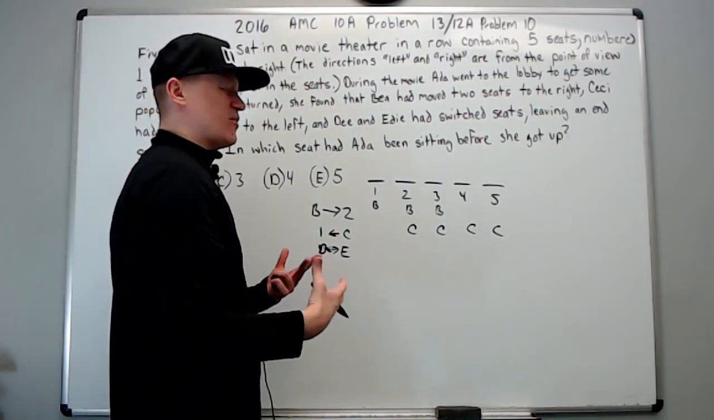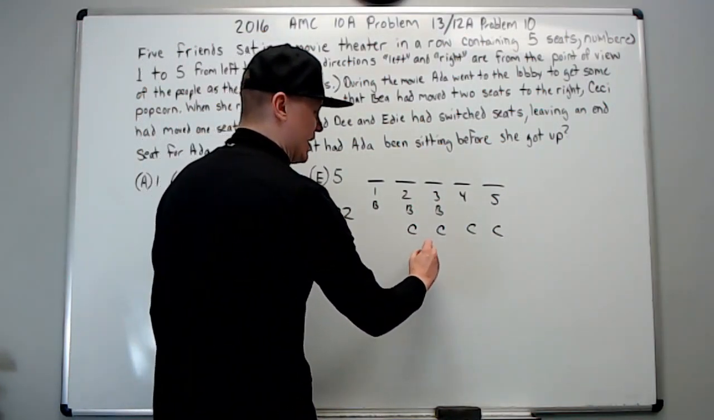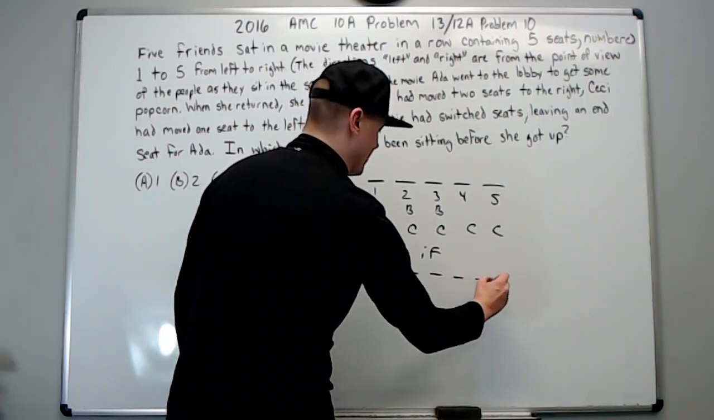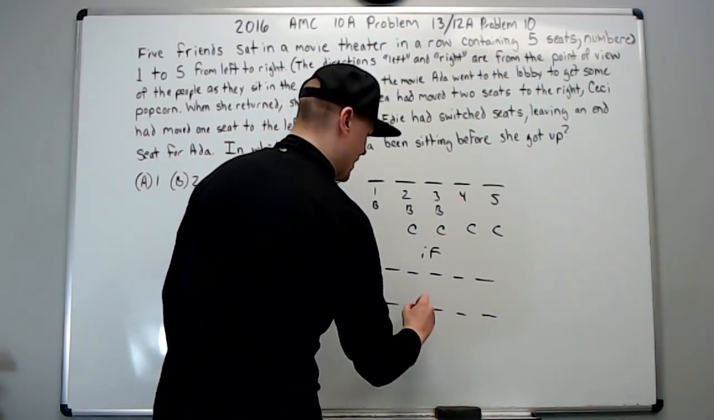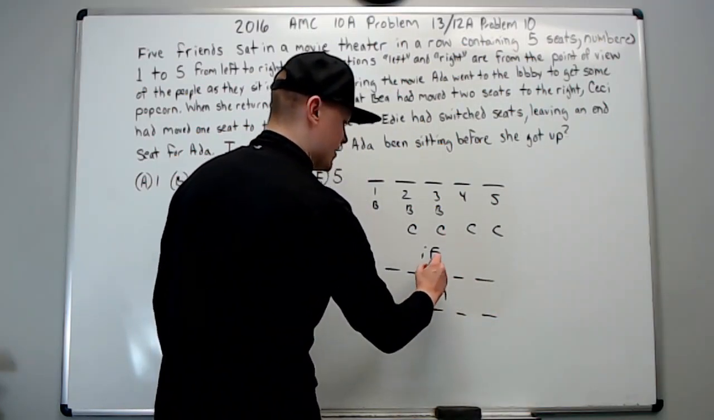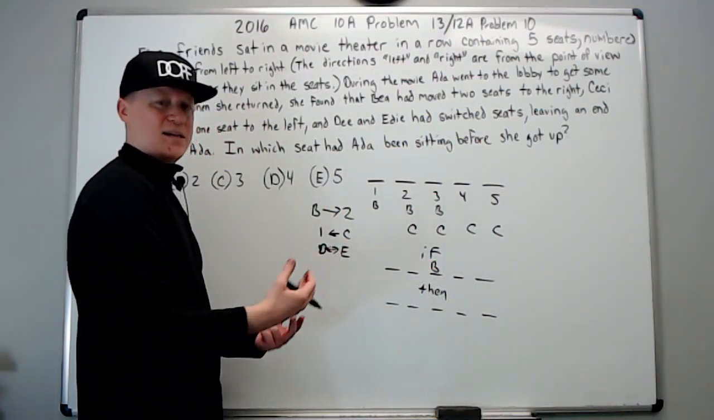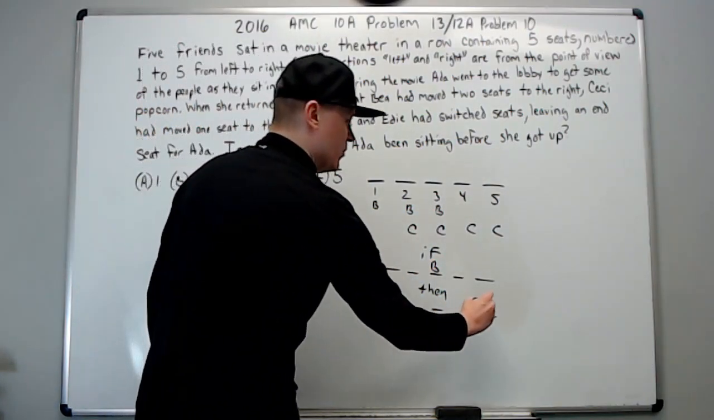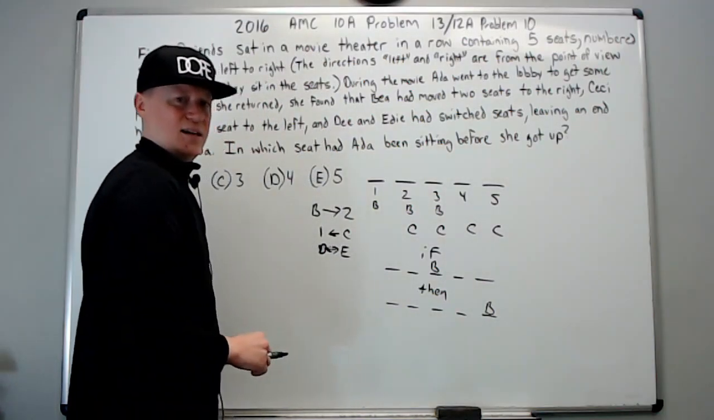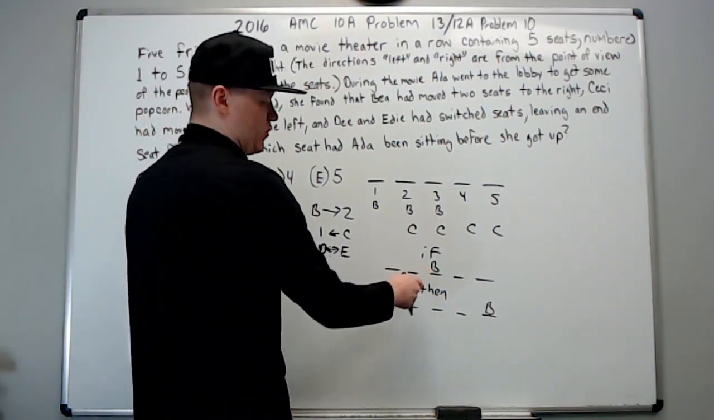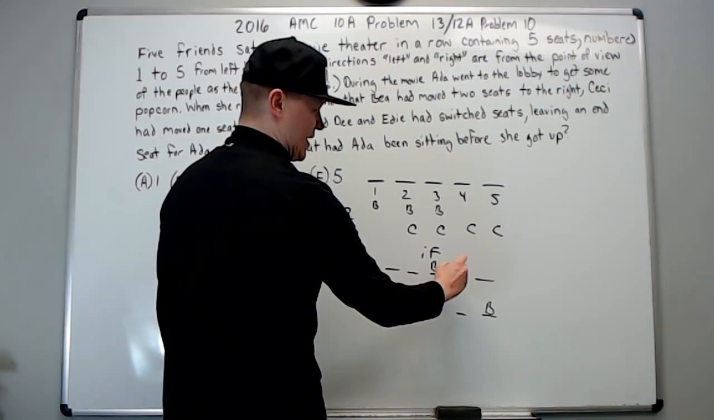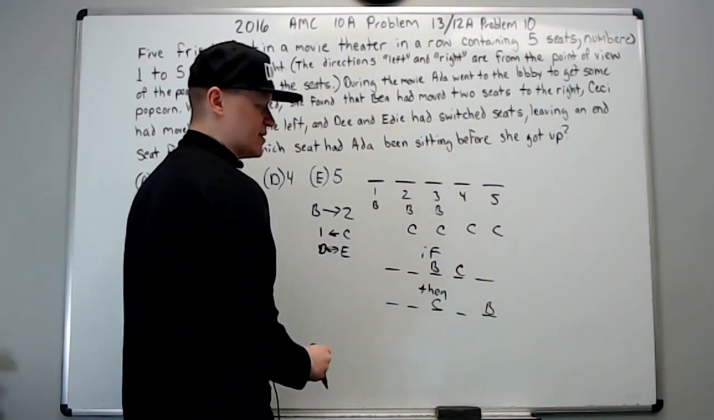What you can do, if you're not sure how to start, is just make an if-then, right? What if B was in this seat? Because it's one of the 3 seats B could be in to start, right? Then B will end up in this seat, right? And then you could say, all right, if B was there, what about C? Let's put C next to B so C ends up in B's seat.